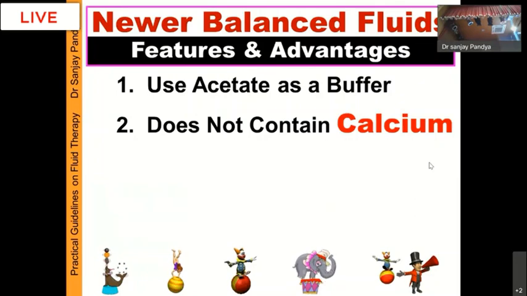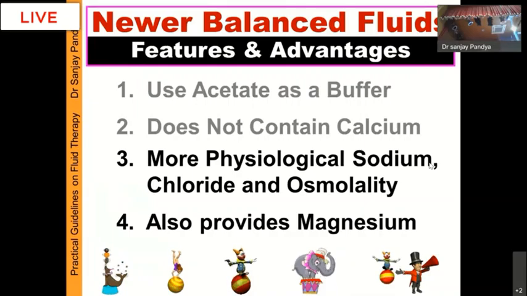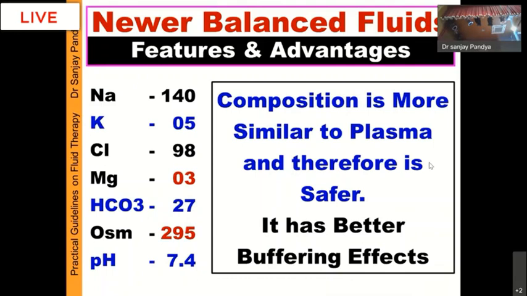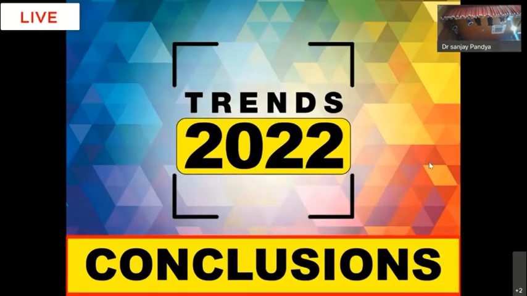Because it does not contain calcium, it can be given with blood products. It also provides magnesium, because we said that hypomagnesemia is common. So the composition is more similar to plasma and therefore safer, with a better buffering effect. So where is it useful? Useful in severe metabolic acidosis, shock with BP not recordable, severe diabetic ketoacidosis, and when the patient has electrolyte problems, neurosurgical patients, cardiac surgical patients, renal transplant patients. All this is very good.